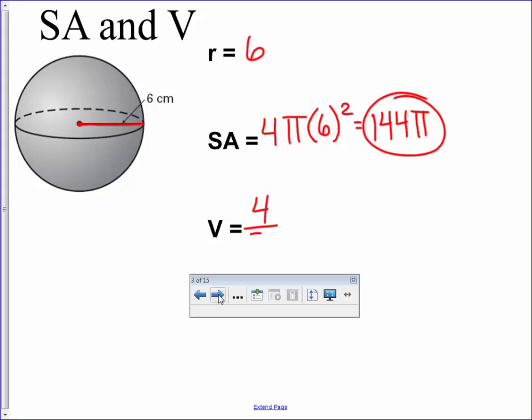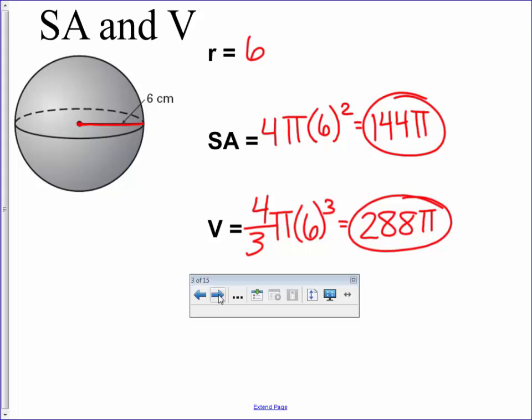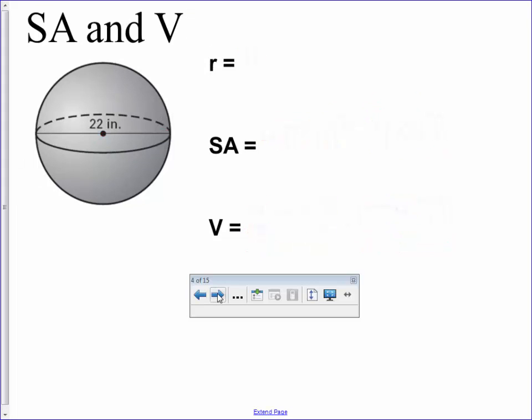For the volume, it's 4/3 pi 6 cubed. Okay, so do the 6 cubed first and then multiply by 4/3. You should get 288 pi, and I'm keeping it in terms of pi once again. So why don't you try the next one on your own. 22 is the diameter. That's the whole length from end to end for the sphere.